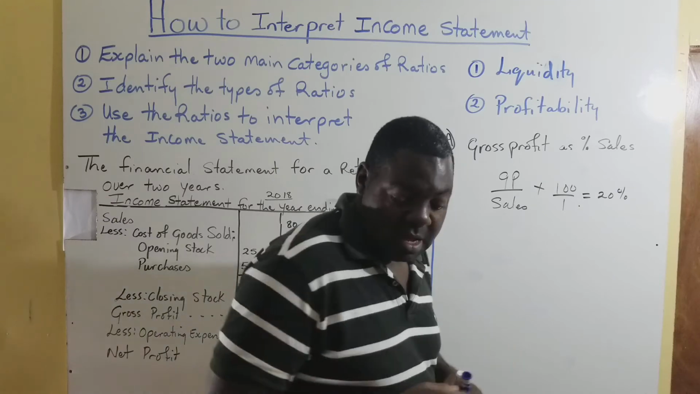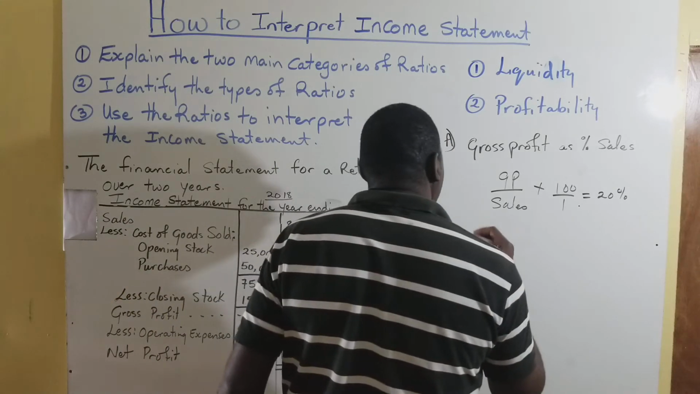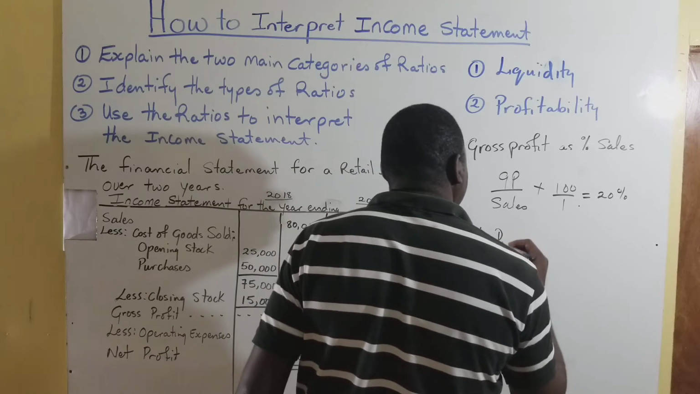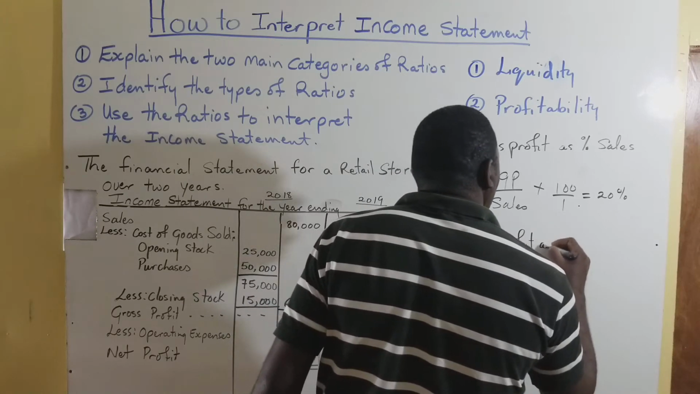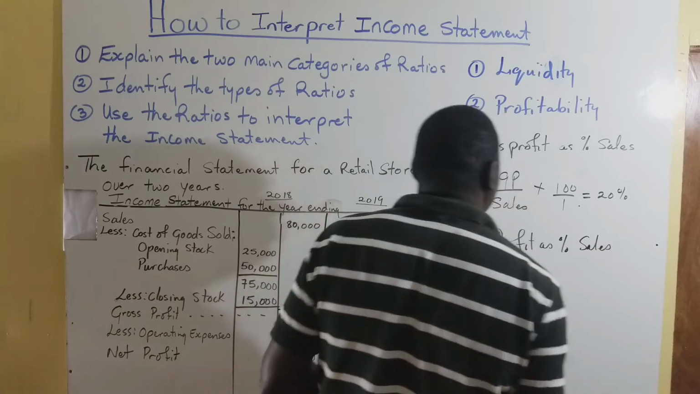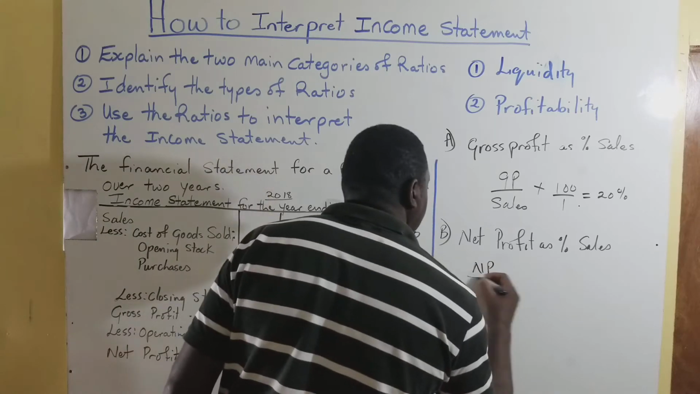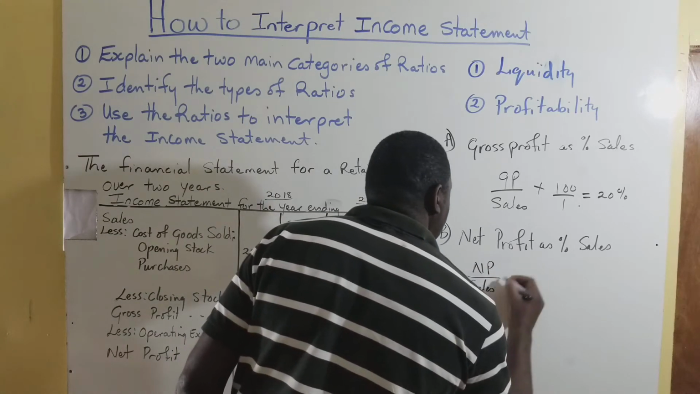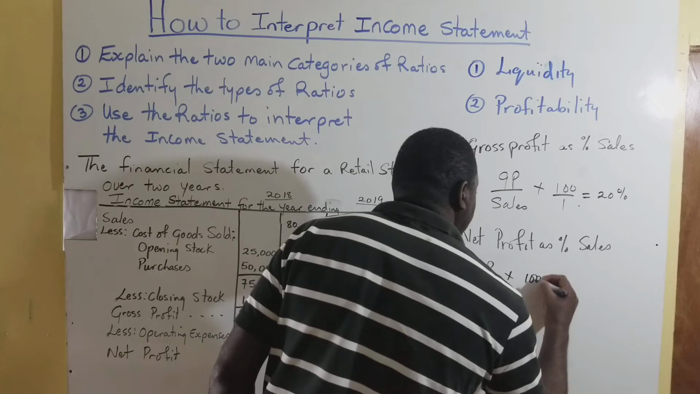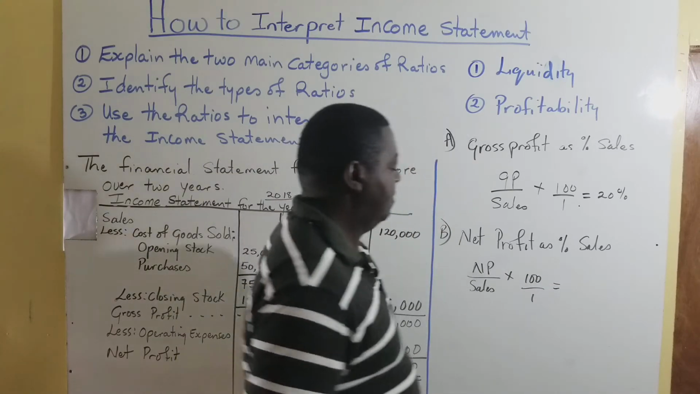The second one has to do with net profit as a percentage of sales. To find that, it is NP, which represents net profit, over sales, multiplied by 100 over 1, and your answer is written as a percentage.